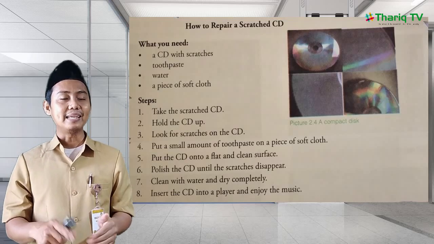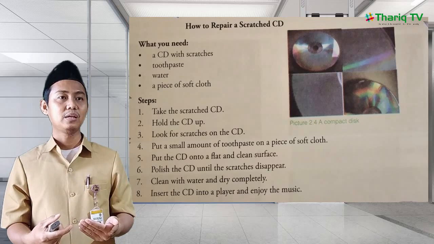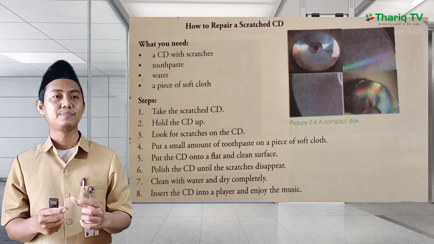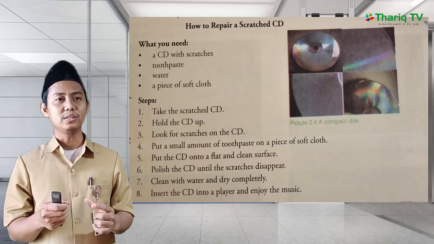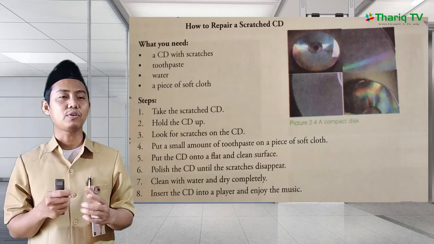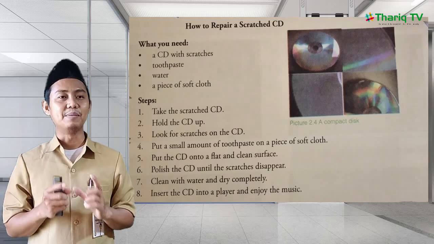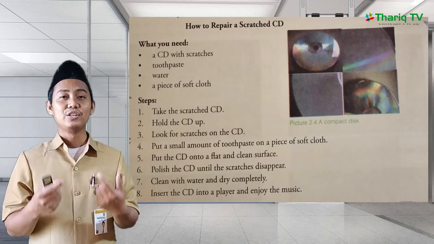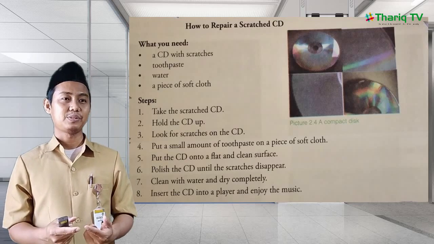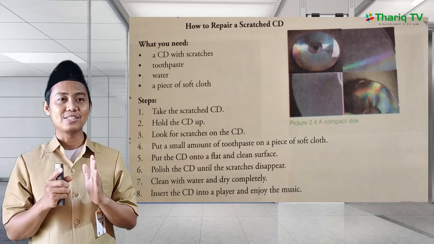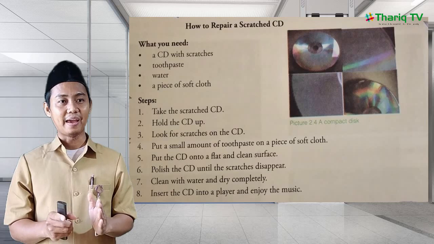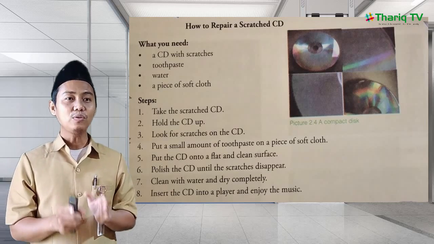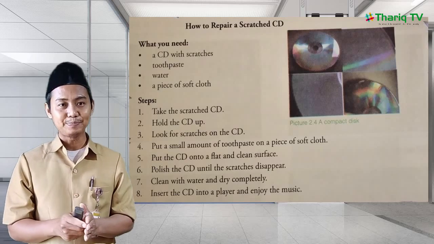And then the ingredients or the materials that you need. In this, a CD with scratches, toothpaste, water, and a piece of soft cloth. So that is the material. And then the steps. In procedural text, you need step by step. First, take the scratched CD and hold the CD up. And then look for scratches on the CD.